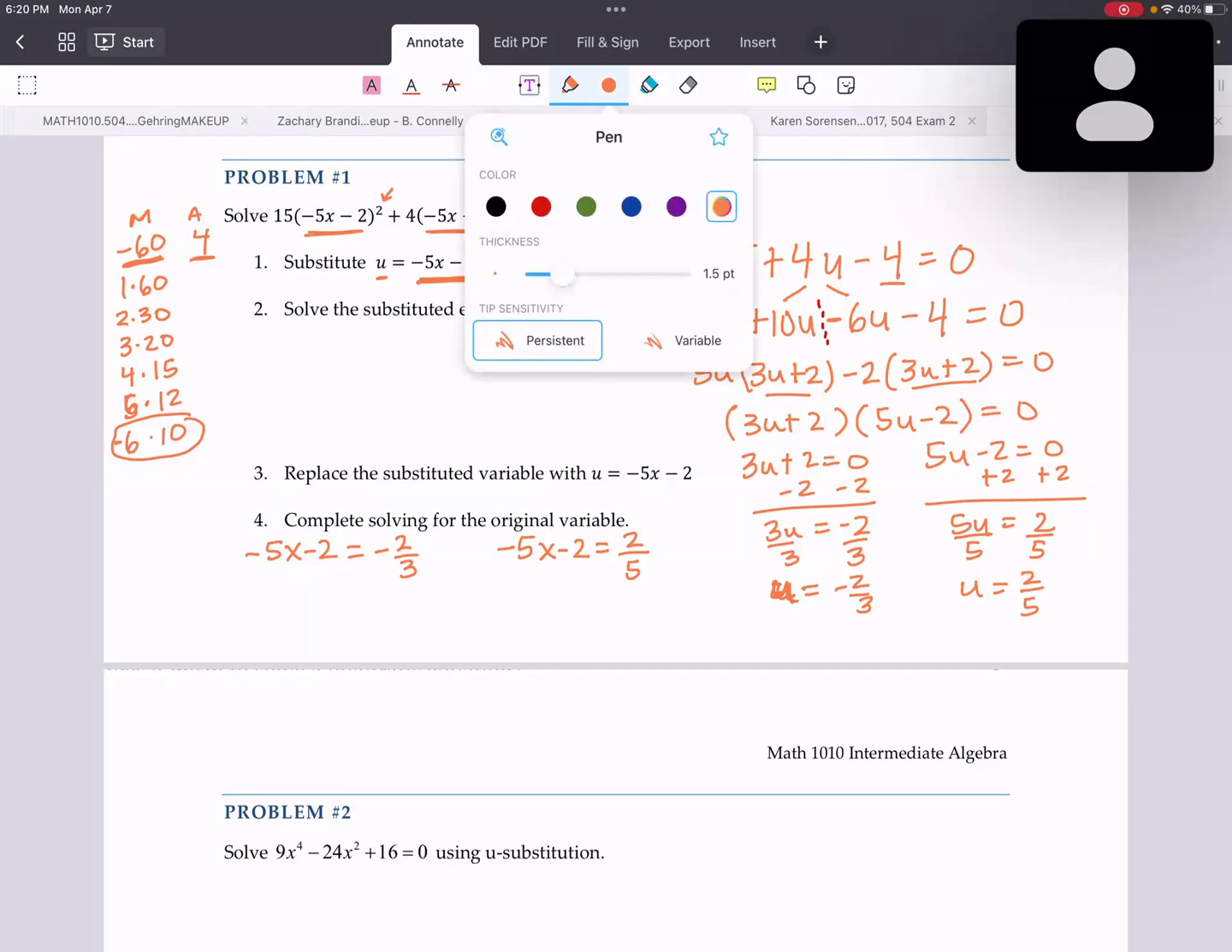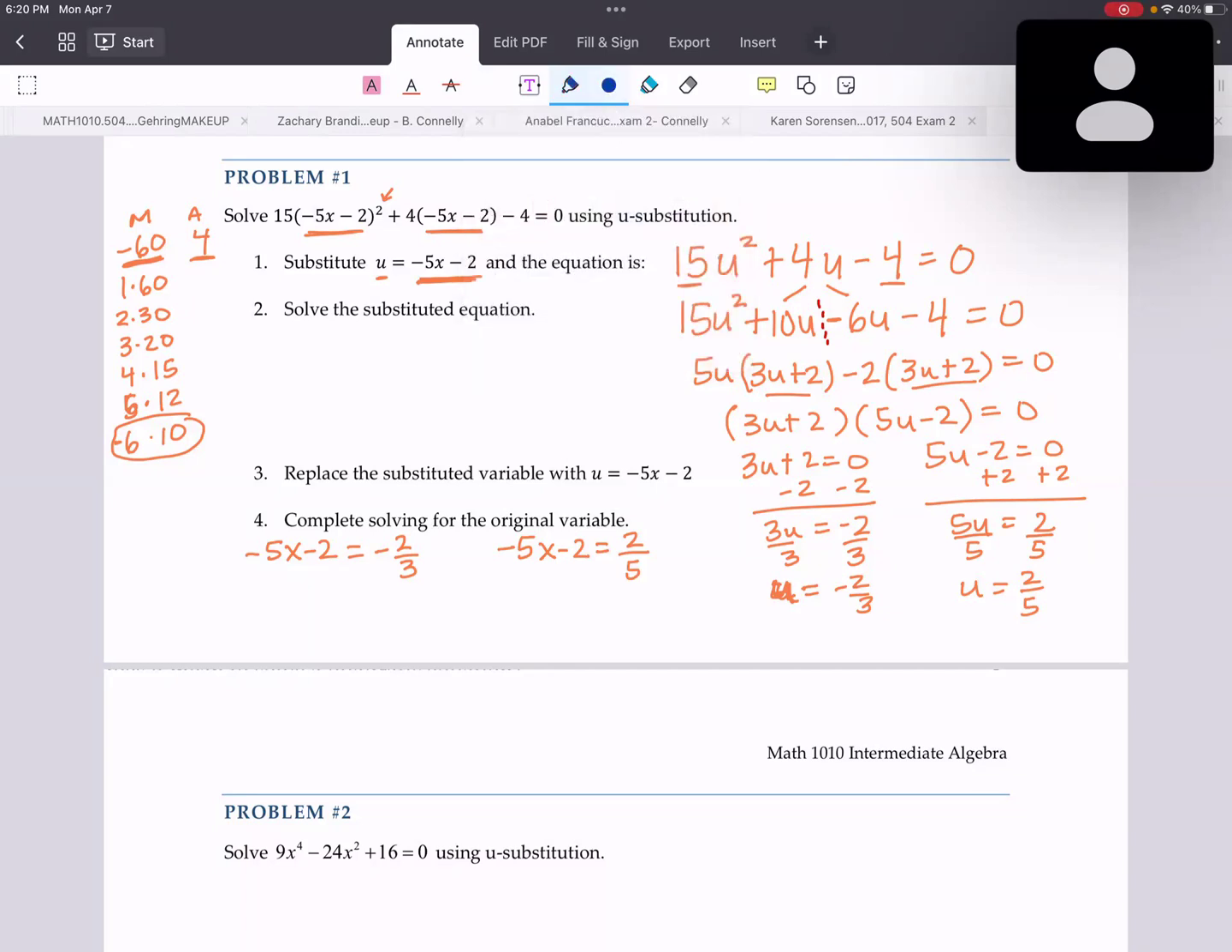Well, I don't like dealing with fractions, so I'm going to choose to kill the denominator by multiplying both sides of this equation by 3. Right, we'll make those divide out. On this side, I'll have -15x minus 6 equals -2. Now let's add the 6 over to the right side. I get -15x equals 4. And then if I divide by -15, I get x equals -4 over 15. Okay, so there's one of my solutions.